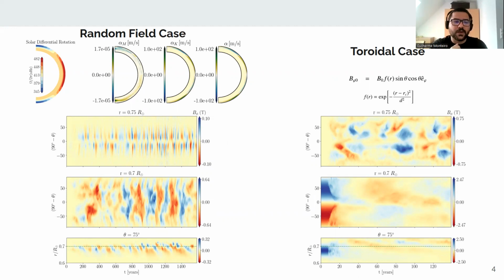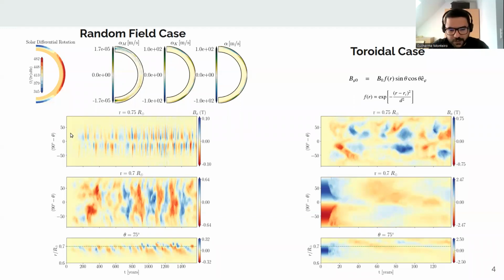So we imposed on a spherical shell using the Eulag code a solar-like differential rotation, as this one that's shown here, and we did it in two different cases. In the first case, we implemented a random field inside the region, where this field would have a mean value of zero.